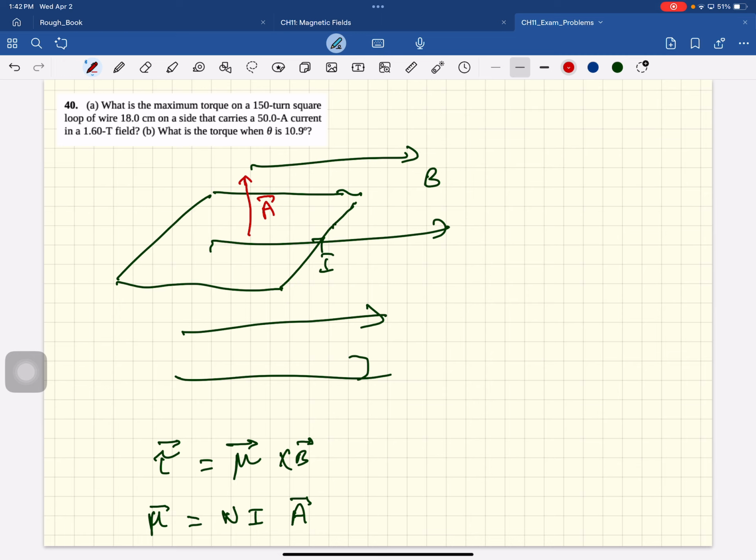It is just the area of the loop. Okay. And how did they figure out the direction of the area vector? You point your fingers in the direction of the current, and your thumb is pointing in the direction of the vector.